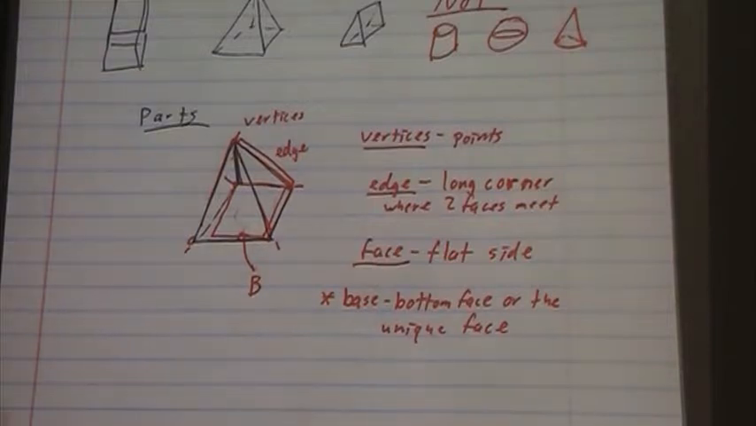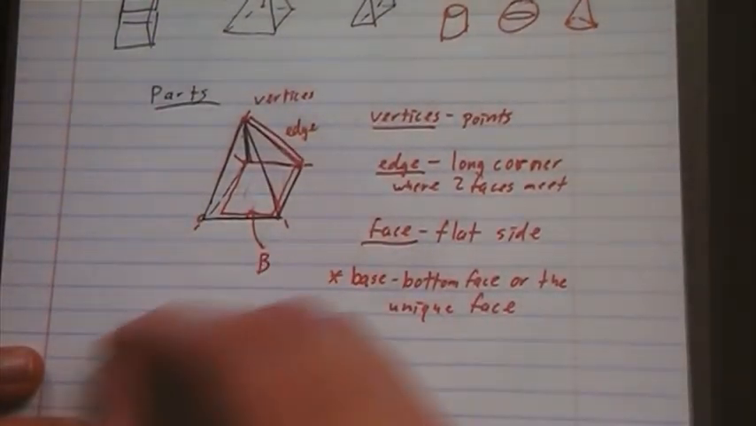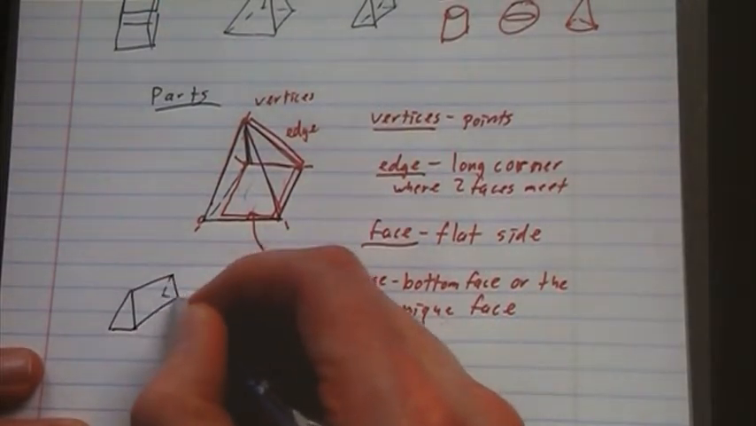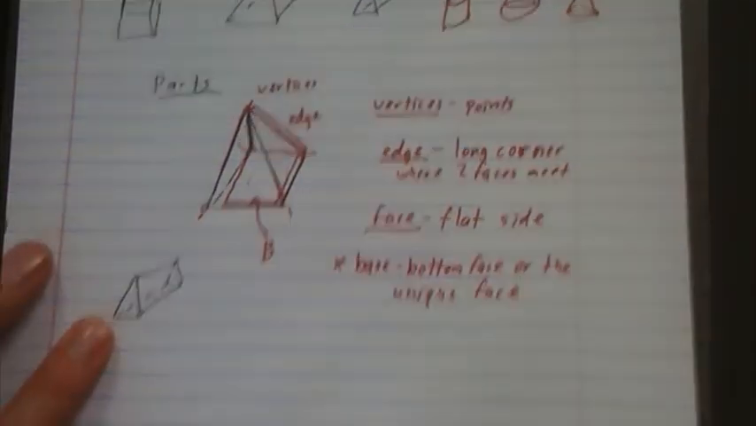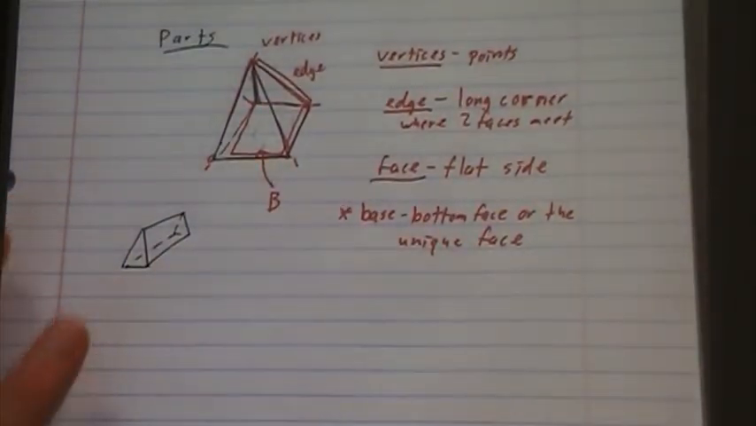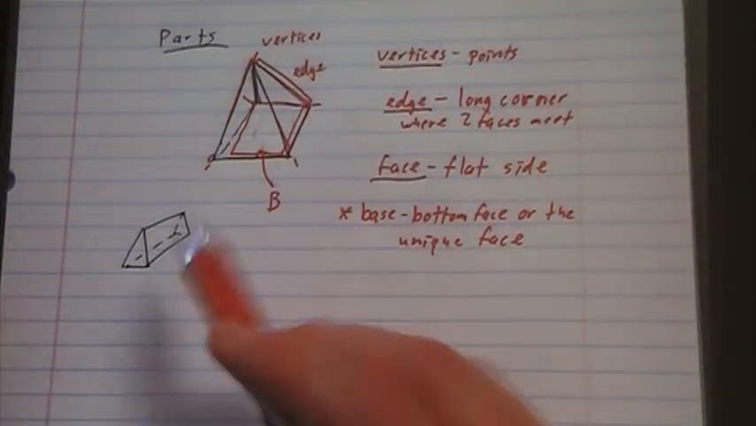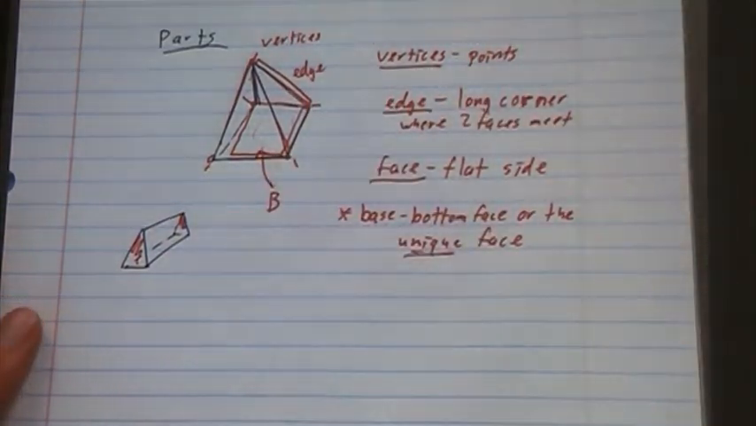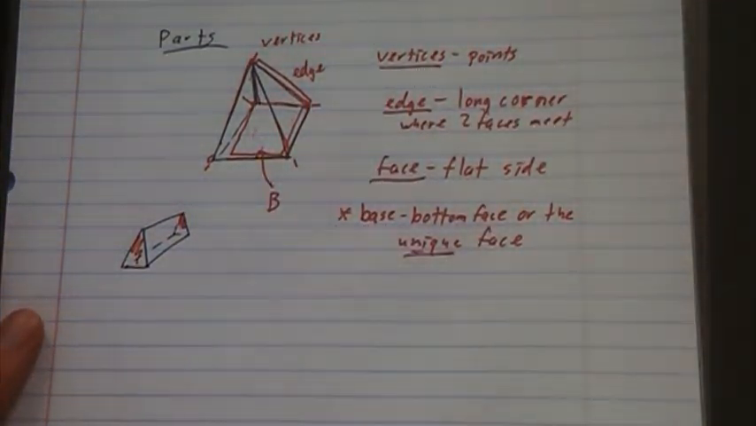Unique face. If you had something like this, that's a triangular prism. We'll talk about that more tomorrow. You might be like, oh, the base is the rectangle, it's on the bottom. No. The unique face, that'd be the triangle. The triangle would be the base in that particular problem. So base doesn't always mean bottom. It usually means bottom, not gonna lie about that, but it's not always bottom. It's a unique face that the whole shape is kind of based on.